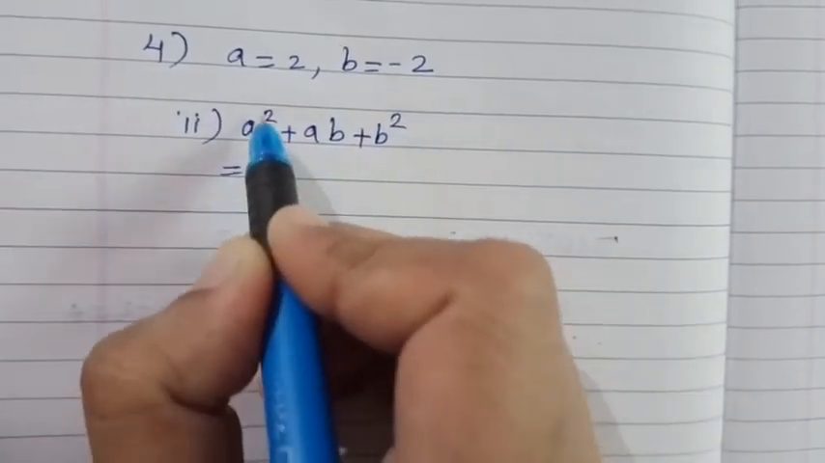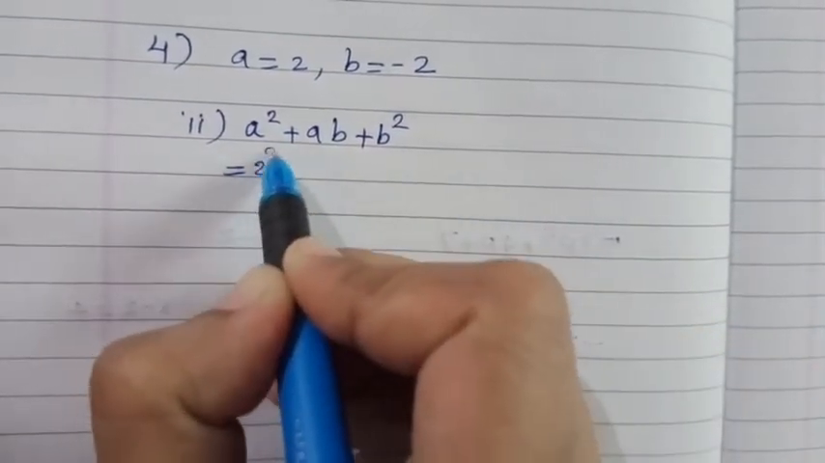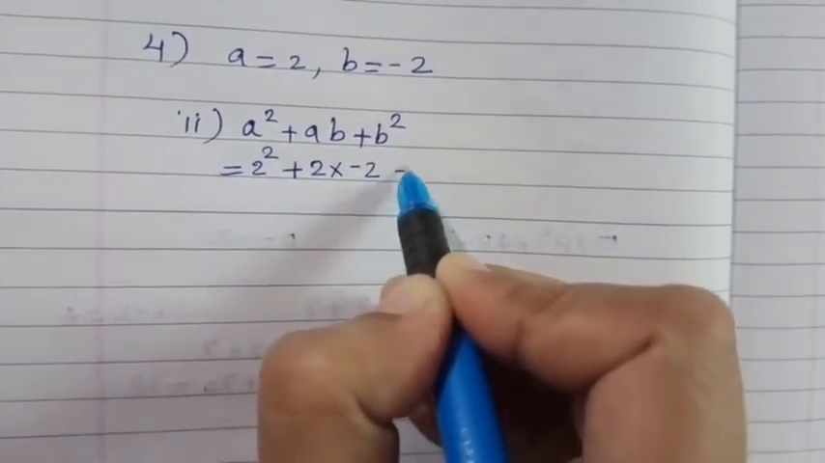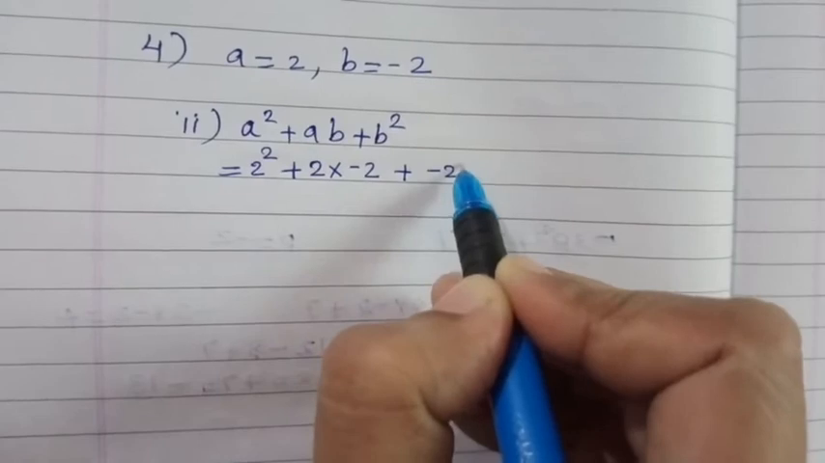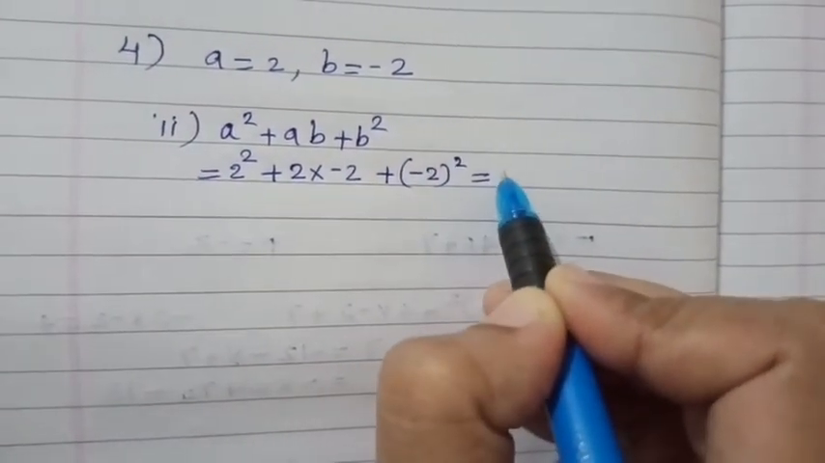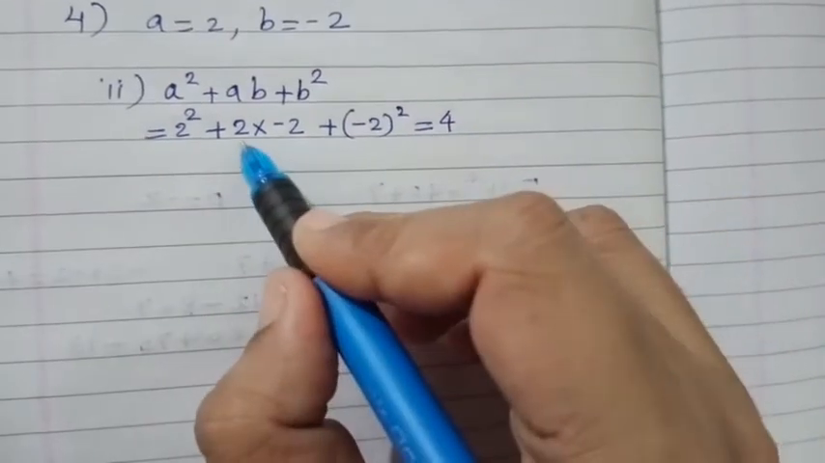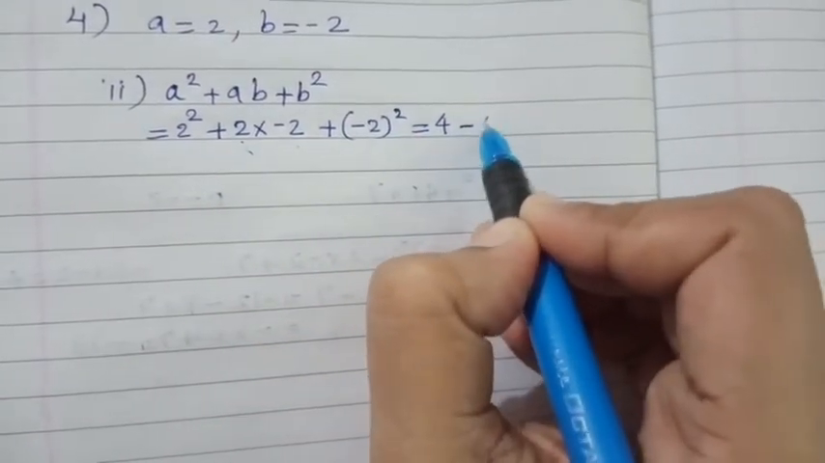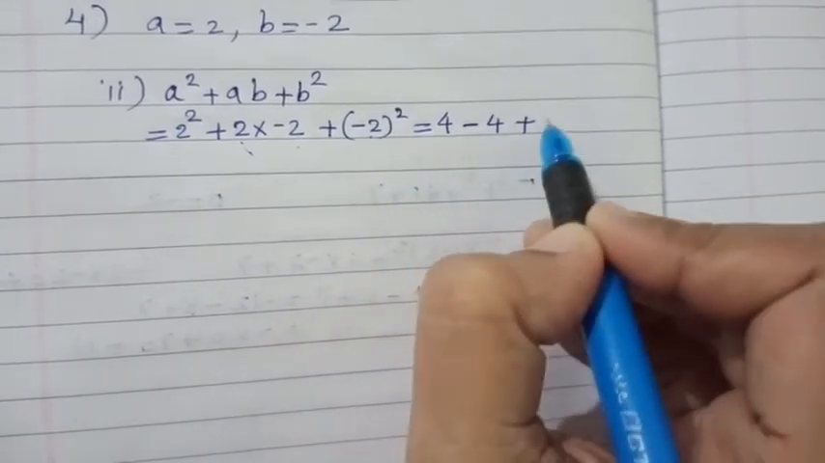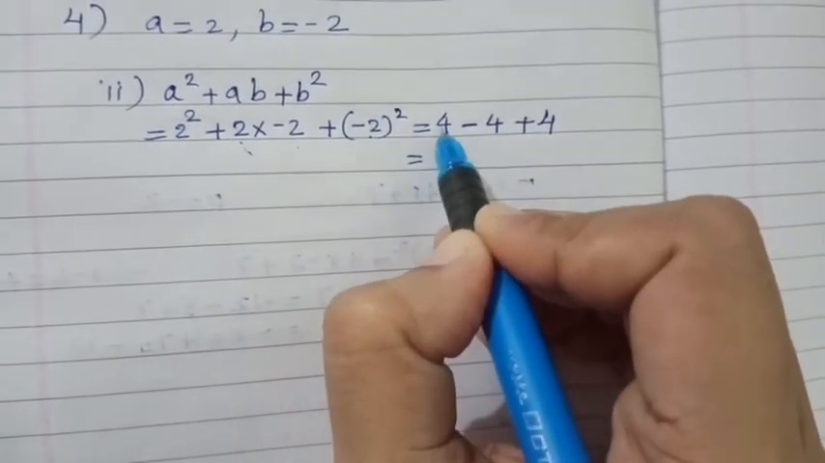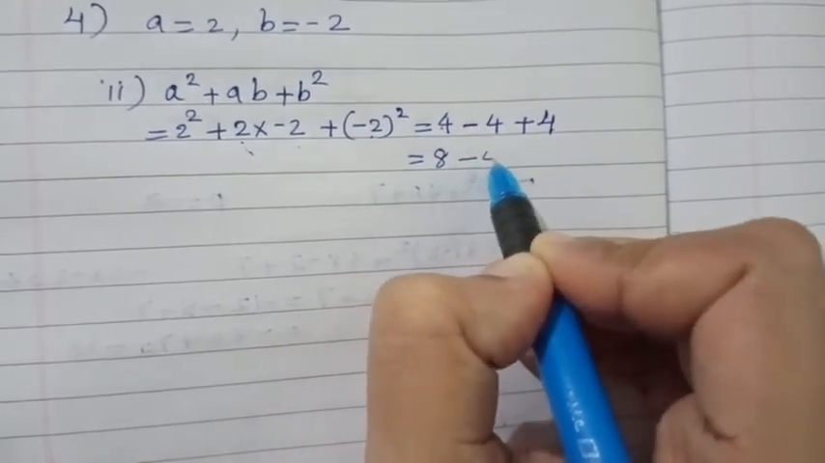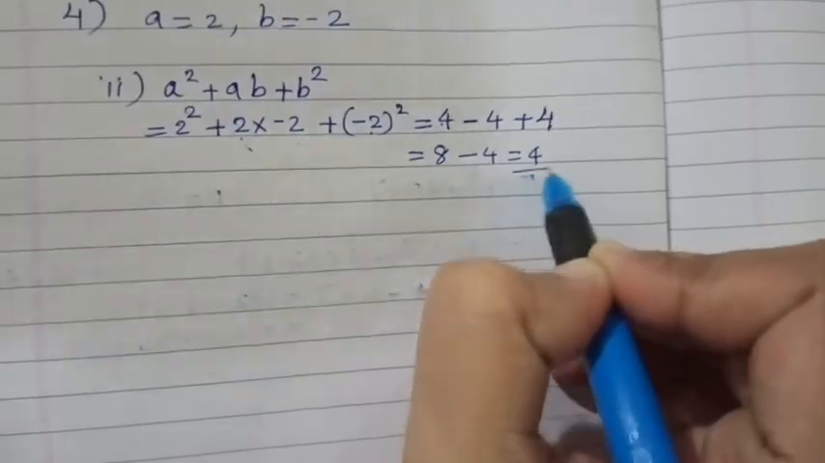Now put the value a as 2. So 2 square plus 2 into (minus 2) plus then (minus 2) square. This is equal to 2 square means 4. Then 2 into minus 2, we get minus 4. Then plus minus 2 into minus 2, 4. So this is plus 4. So 4 plus 4 is 8, minus 4, we get 4.